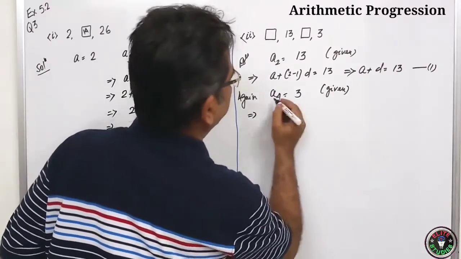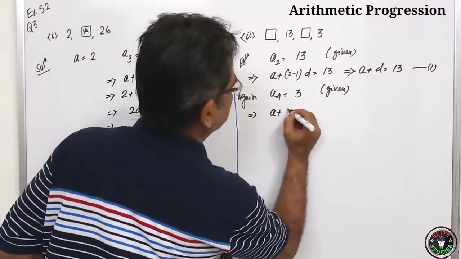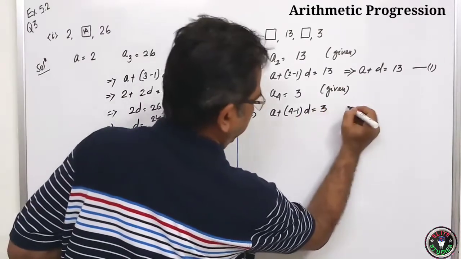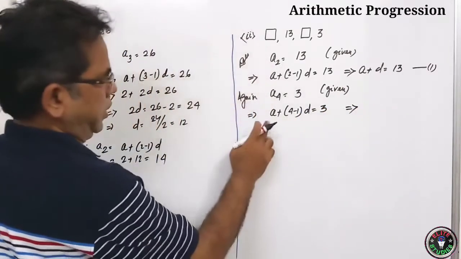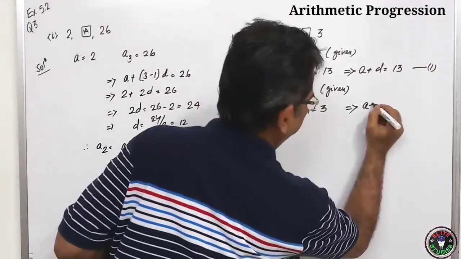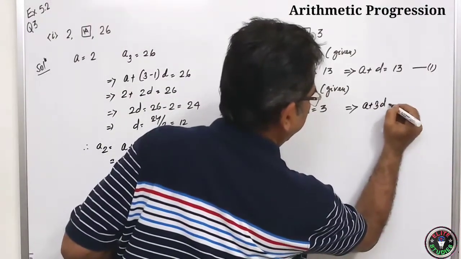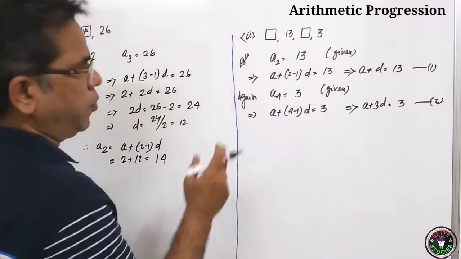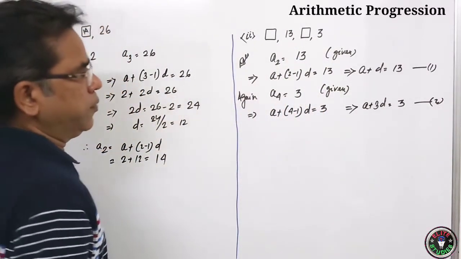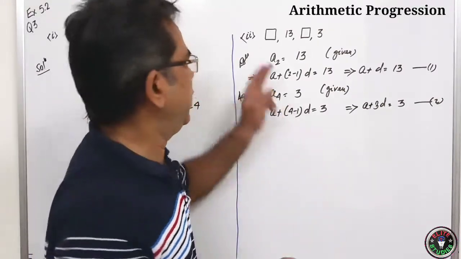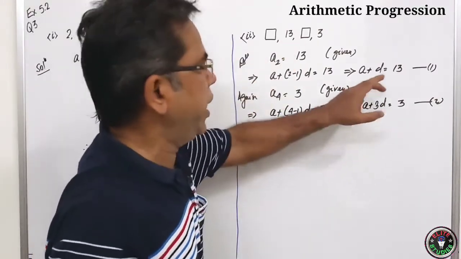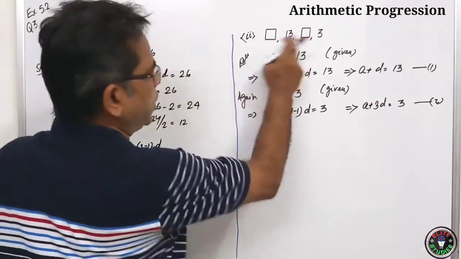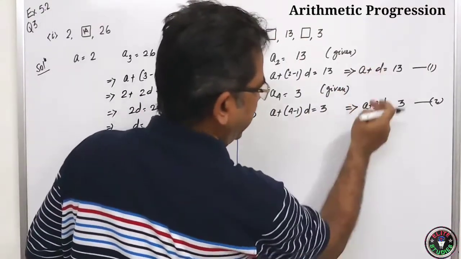So, A4 means A plus 4 minus 1 D is equal to 3. It will give you A plus 3D. A plus 3D is equal to 3. This is equation 2. If you solve equation 1 and 2, you should remember one thing, dear students. In an AP, if you know A and D, you can get the value of any term, isn't it? So, A and D we can calculate from here.